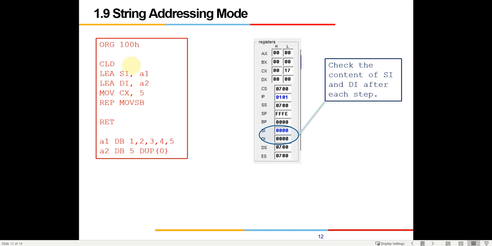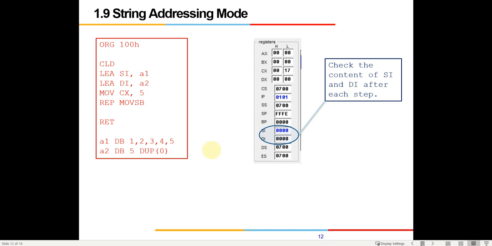So this is how we are going to do it. Once this command is completed, you need to go to the A2 location and see whether this data, 1 2 3 4 5, is available there. The A2 location, like I said, will be available in the DI register, and the A1 memory location will be available in the SI. Is it okay? Has anybody got any doubt in this?